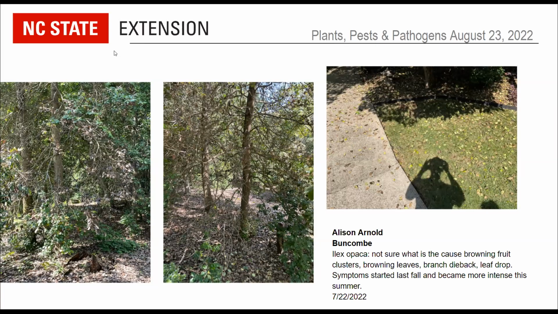Of course, it does drop its leaves normally at a certain time of year, but usually it's in late spring, early summer that this would just do its natural shedding of its oldest leaves. So that doesn't seem right. And the fruit wouldn't turn brown. Yeah, this one is unknown. Monitor that and get back to us if it continues to go downhill.